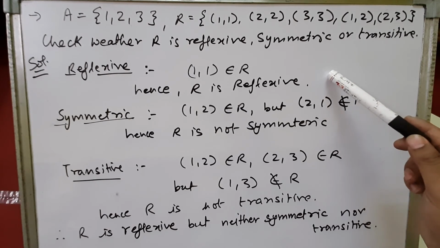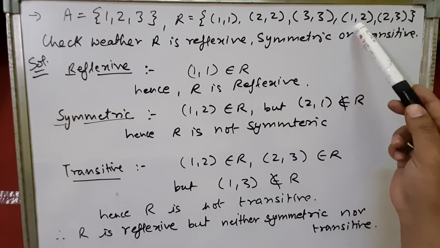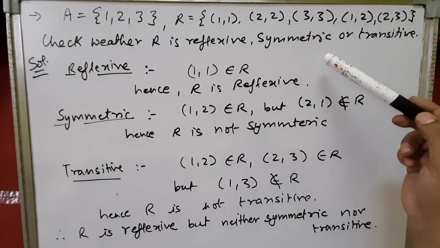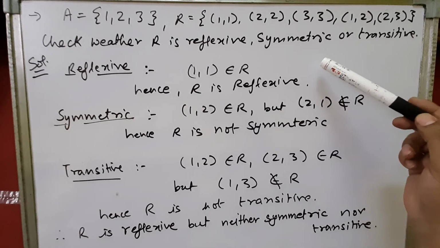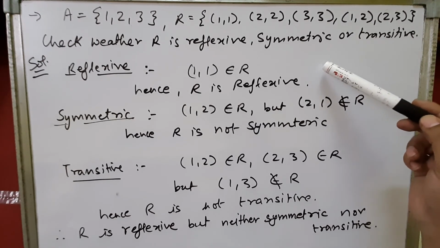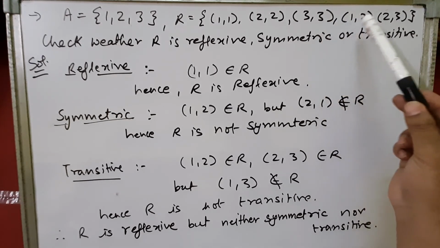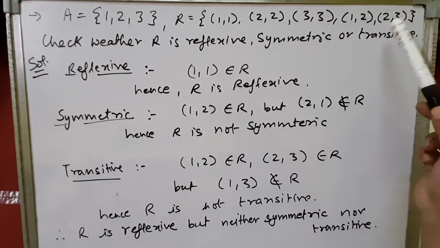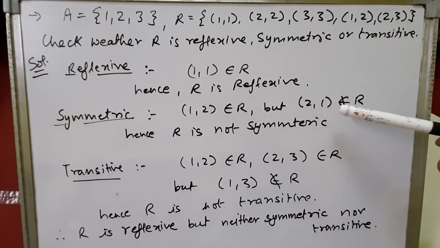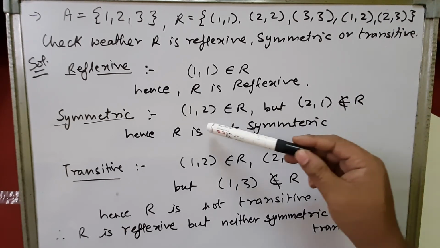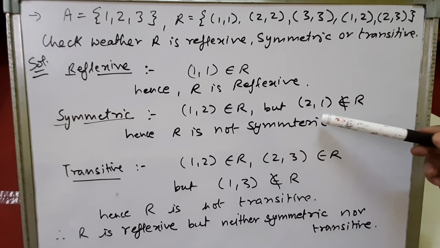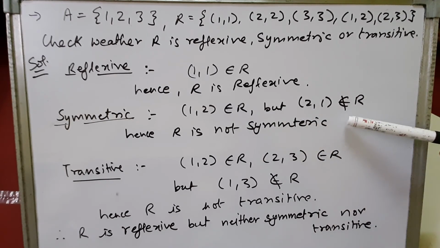First is reflexive. We can see in the ordered pairs that (1, 1) is there. That means (a, a) belongs to R, (1, 1) belongs to R, hence R is reflexive. Now we can see (1, 2) is there, but (2, 1) is not there. (2, 3) is there, but (3, 2) is not there. So we can write (1, 2) belongs to R, but (2, 1) does not belong to R. This means that R is not symmetric.